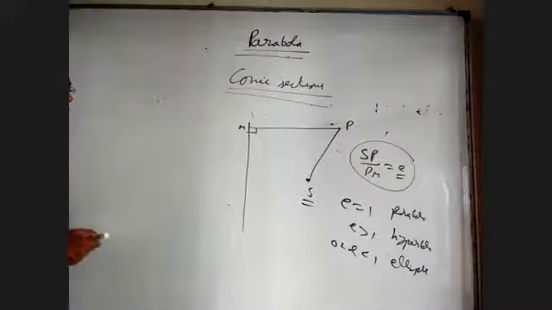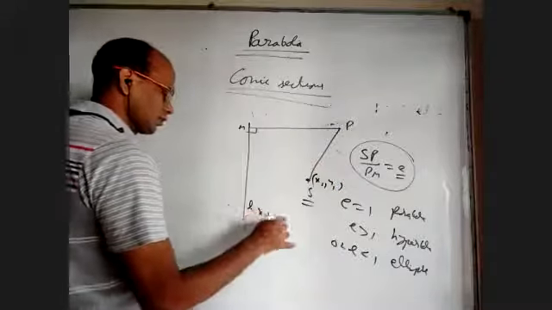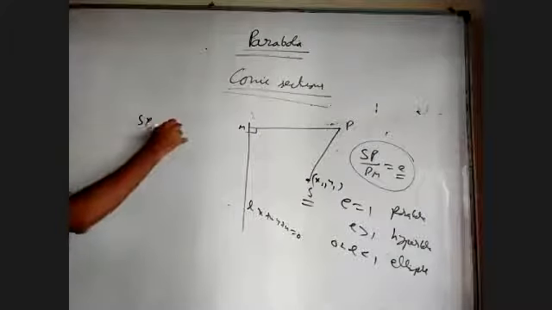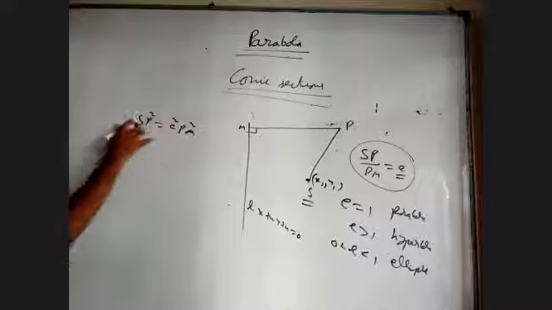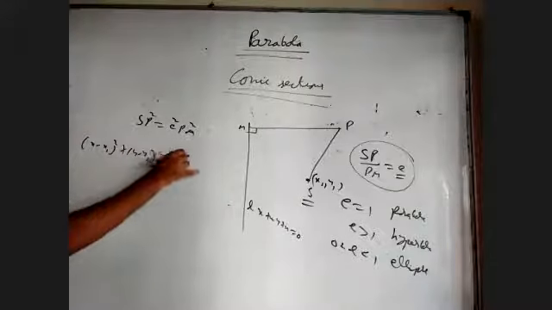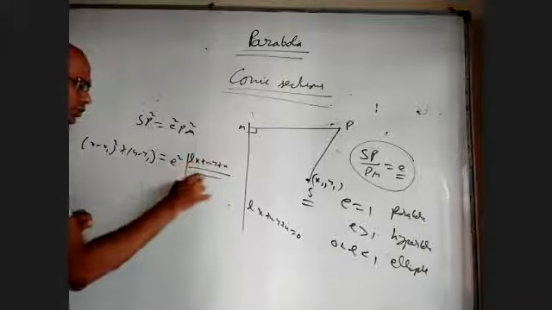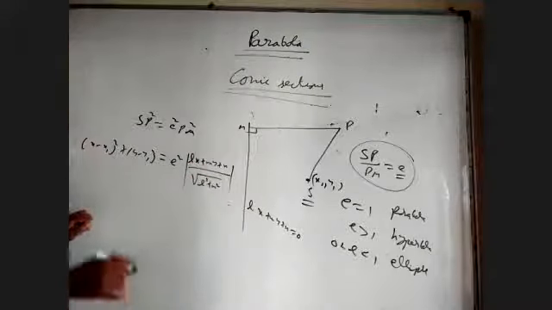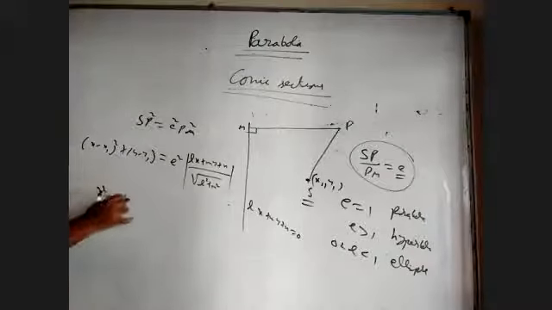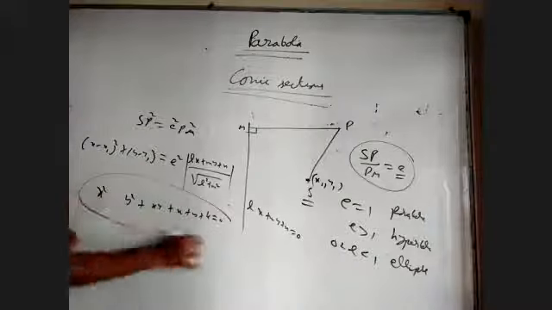So in general, if somebody says (x1, y1) is the focus, and the line Lx plus My plus N equal to 0 is the directrix, and the eccentricity is E, then use SP equal to E into PM and square it. This will come as (x minus x1) whole square plus (y minus y1) whole square equals E square times the square of the distance to this line, which is (Lx plus My plus N) by root of L square plus M square. If you bring this here and expand, you'll get an x square term, y square term, xy term, x term, y term, and a constant in total.